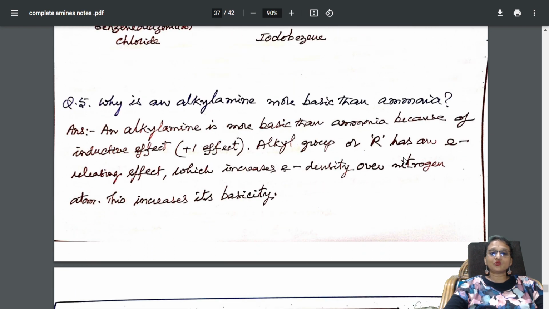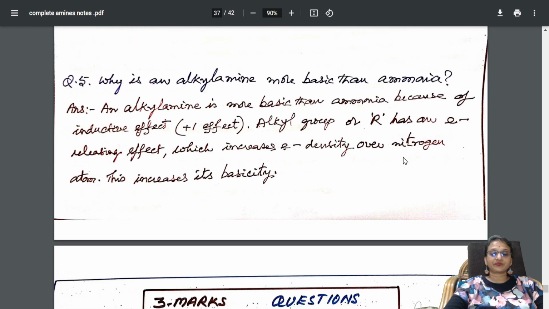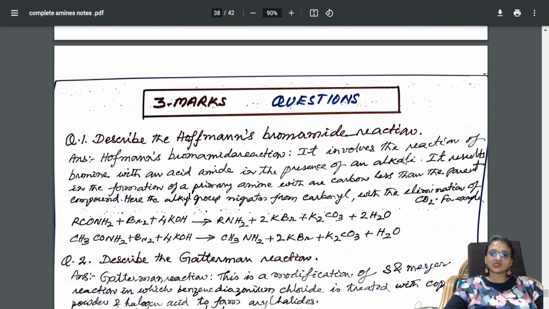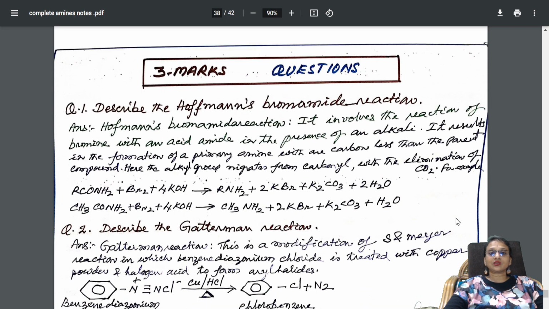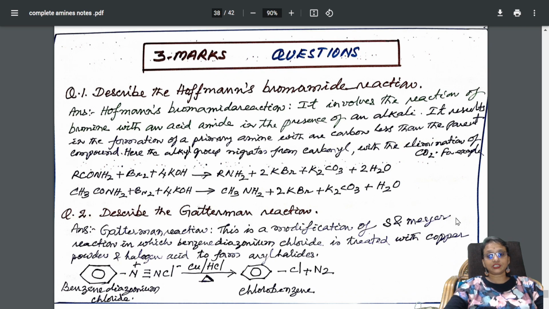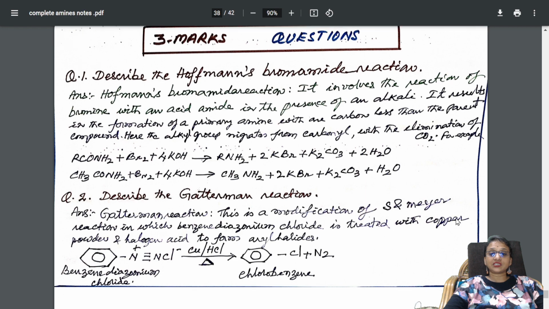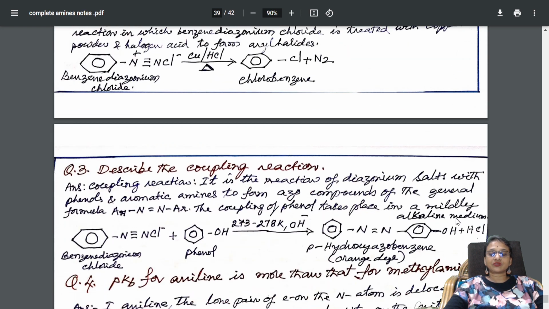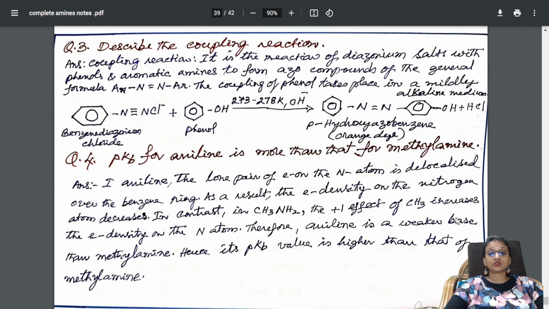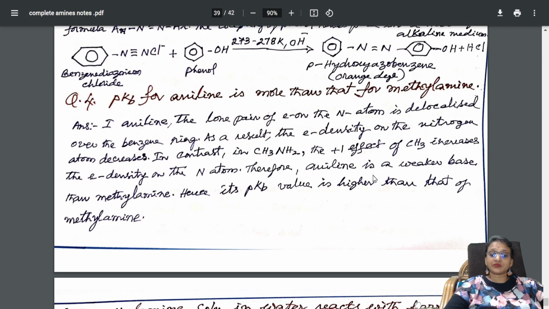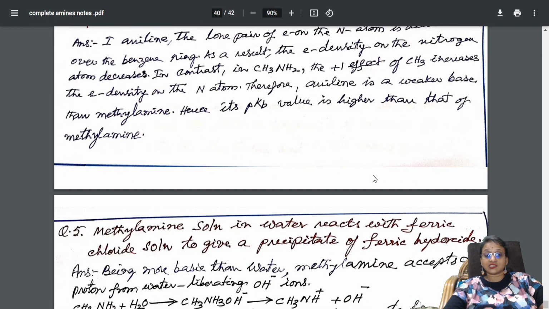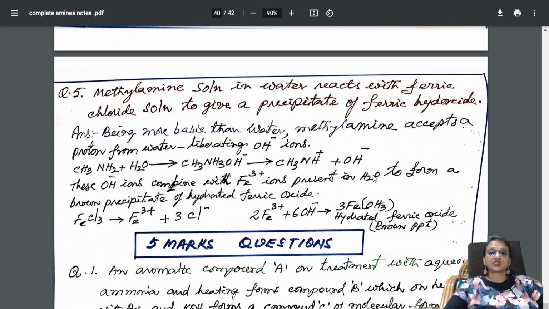Why is alkyl amine more basic than ammonia? Very important question. From there, I took you into 3 marks questions. Again, as I said, students who are not able to learn, you can go with this. Gradually, you are going to go into a question called describe coupling reaction, because name reactions are very important, right? pKb for aniline is more than that of methylamine. Why? What is the reason for that? You are going to take the name reactions along with these reasoning questions also. So 3 marks questions are completed.